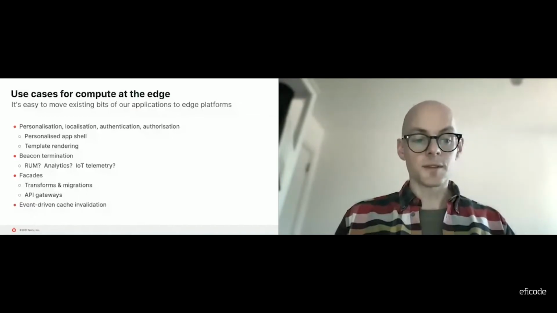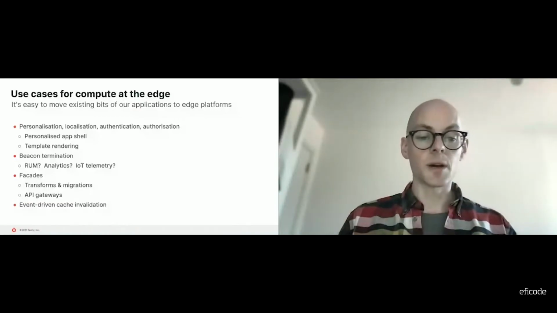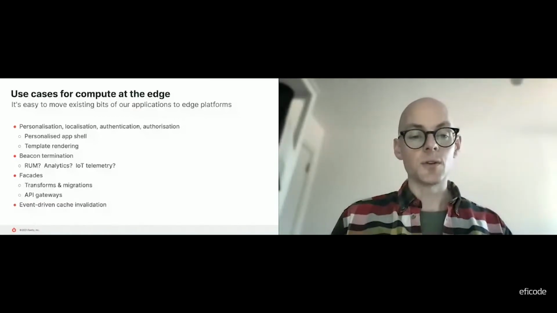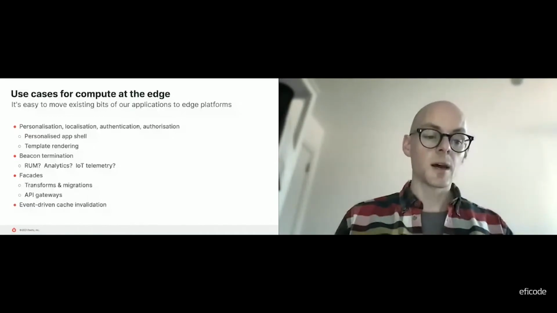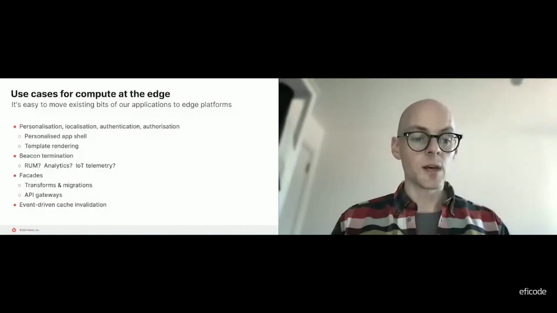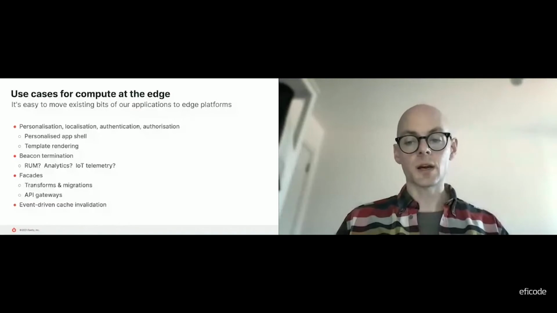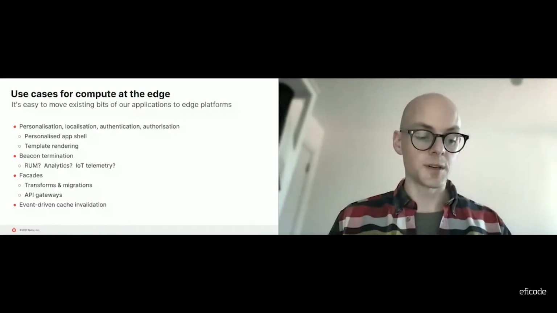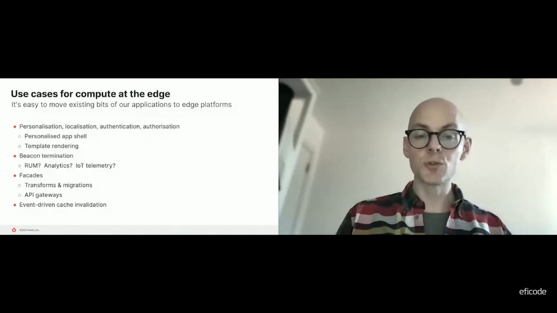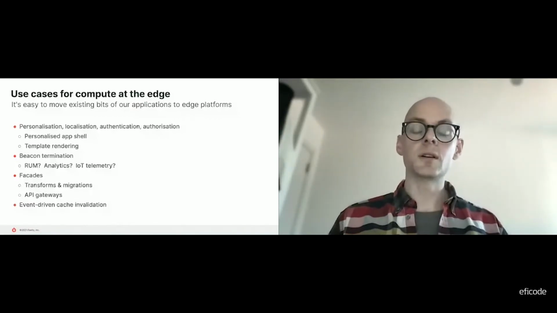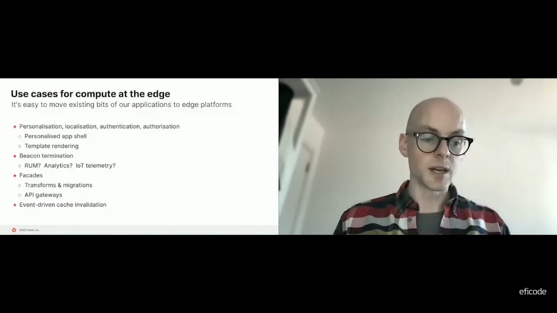Anything that you might describe as a facade, for example, a transformation layer or a migration layer to provide compatibility between old and new versions of applications. These are great things to move to the edge as well. A good example here might be, let's say you have a REST API, an API designed around REST principles, and you want to expose a GraphQL API. You could run GraphQL at the edge and convert GraphQL queries coming in into REST queries that you then make to your legacy API.